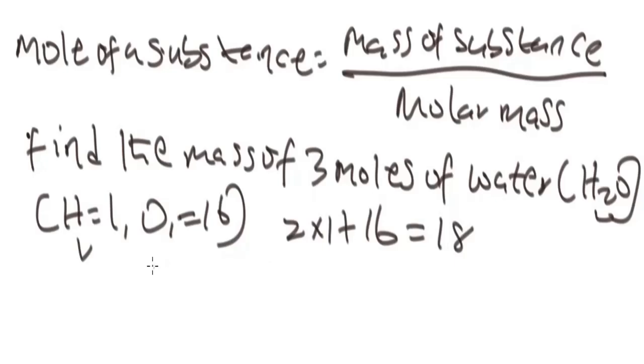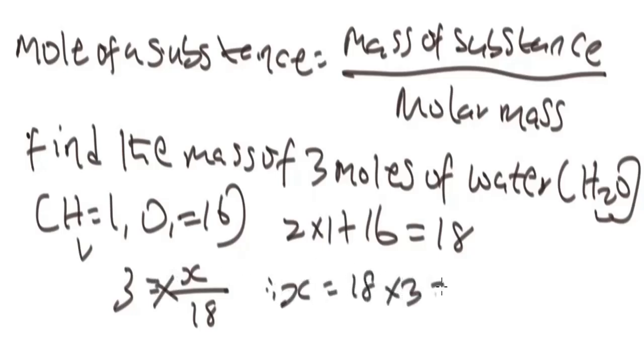So to apply the formula, we have 3 moles, and we are looking for mass. Let's do simple mathematics. Moles equals mass, let our mass be x unknown, over 18. Make x the subject of the formula, cross multiply, therefore x will be 18 times 3, which will give us 54, and that will be the answer. The mass of the substance is 54.